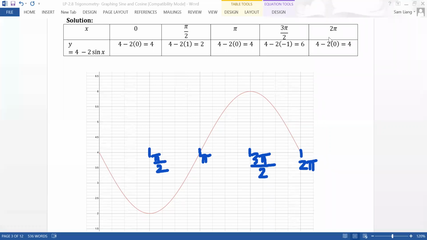Okay. Yeah. What next, we were at pi, right? So at pi it's 4, and then at 3 pi over 2 it's 6, and then at 2 pi it returns back to 4. Okay, and this is what your graph would look like here. Okay, but yeah, make sure you have the scaling.